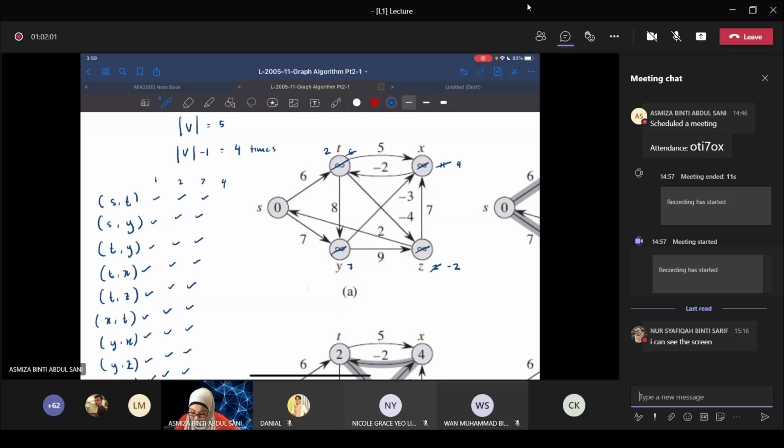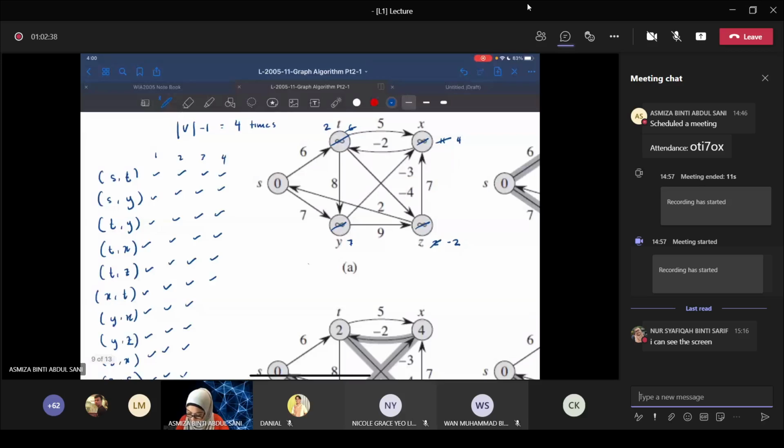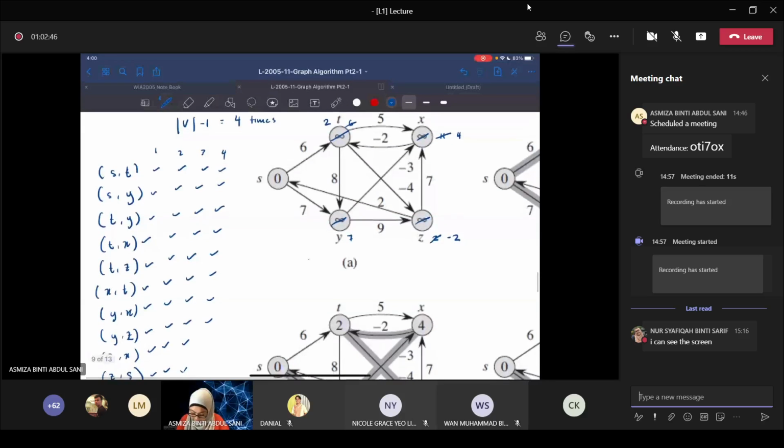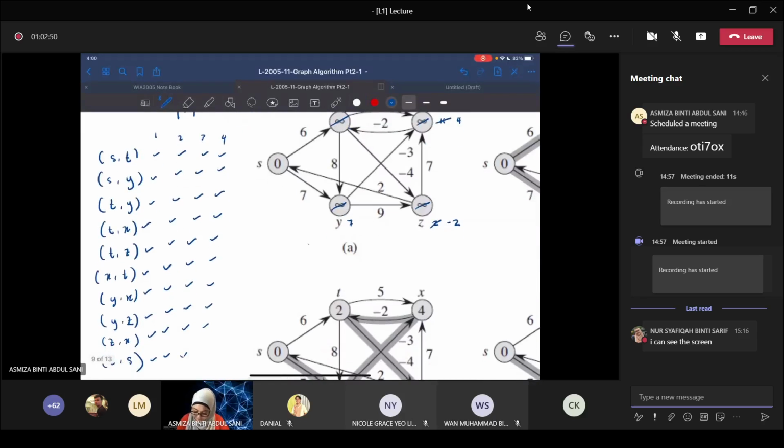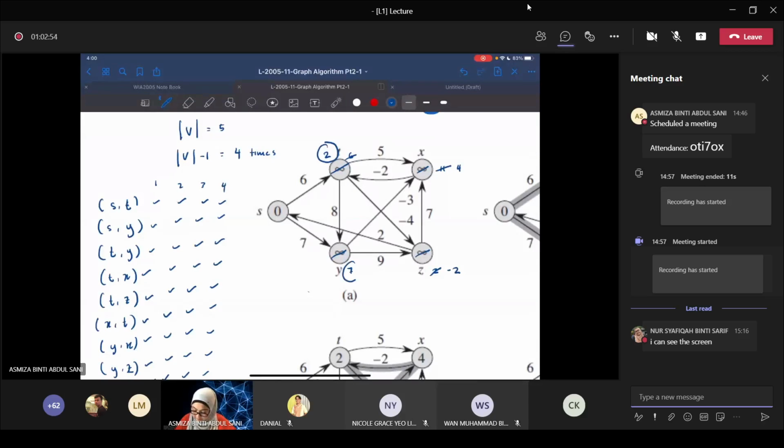The same thing we have to go through. So 6, 2, no, SY 7 no, TY 2 but no, TX, do we need to update TX now? TX 2 5 no, TZ, do we need to update TZ to minus 1, no, we're not going to update that. XT, so X to T 4 minus 2, no, we're not going to update that. XY, YX, 7 minus, no, we're not going to update that. YZ 7, no, and then ZX, no. Okay, and therefore these are the final distances from S to the rest of the nodes.